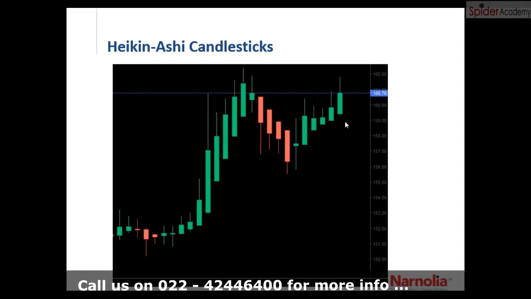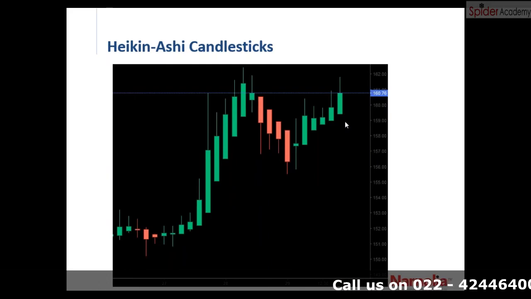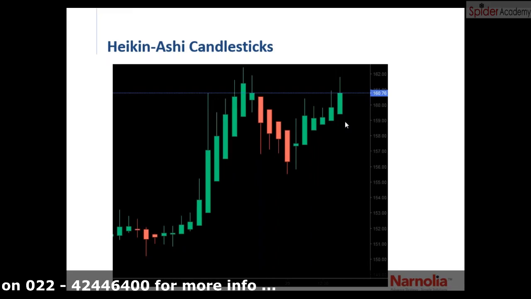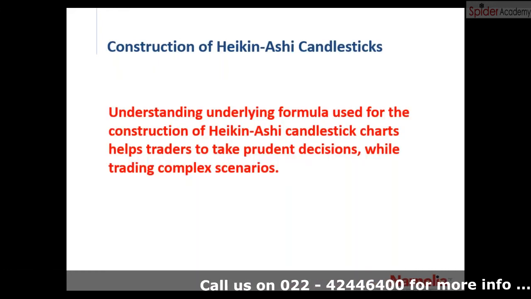Then there is a body which has no lower shadow and is going up, and then there is a red candle which has no upper shadow, then again no upper shadow, and then there is a doji kind of candle, and then no lower shadow. So this is more or less similar to a candlestick, with a little bit of difference, more smooth. So we'll understand how to construct it.